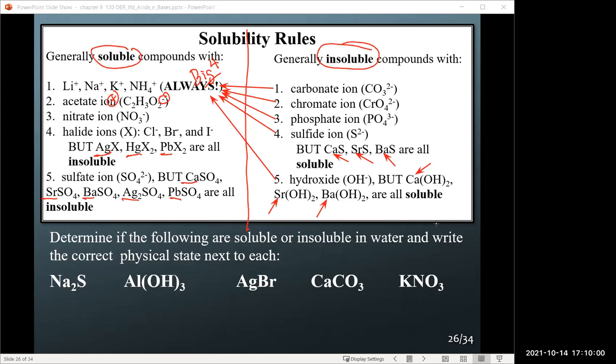So copper hydroxide, insoluble. Lead hydroxide, definitely insoluble. Those leads are always pretty much insoluble unless they're bonded to nitrates. Okay, so that's how that works. Now, if we look at some examples here, let me clear the table here.